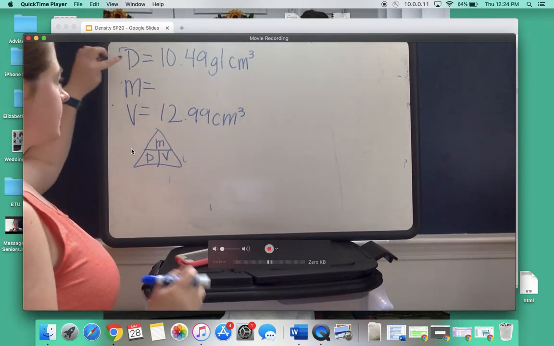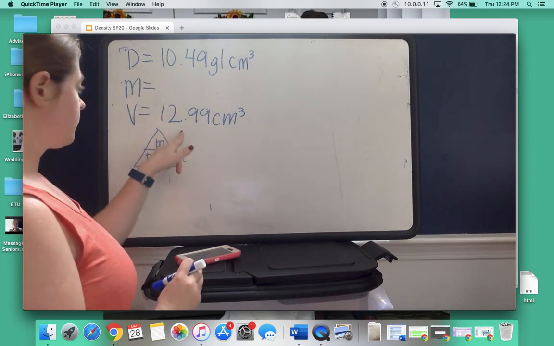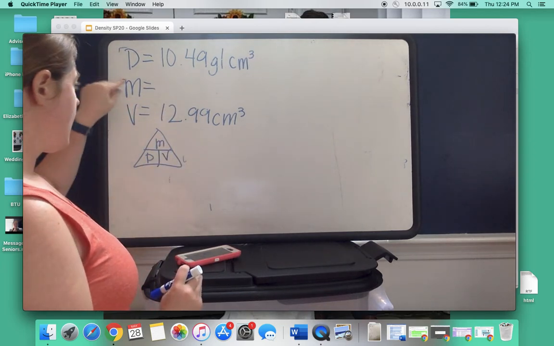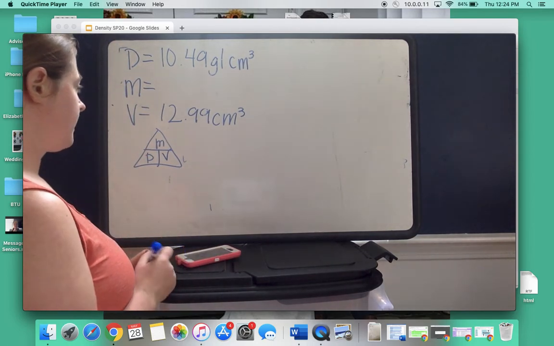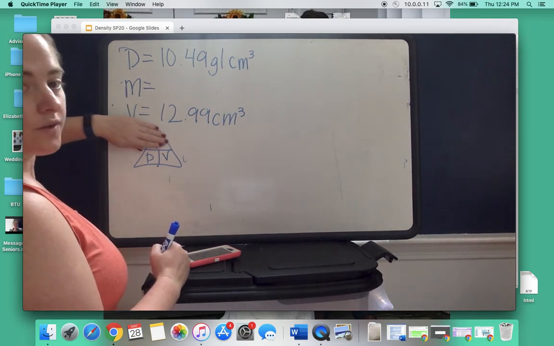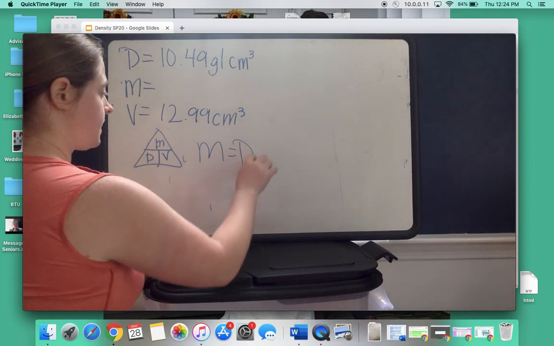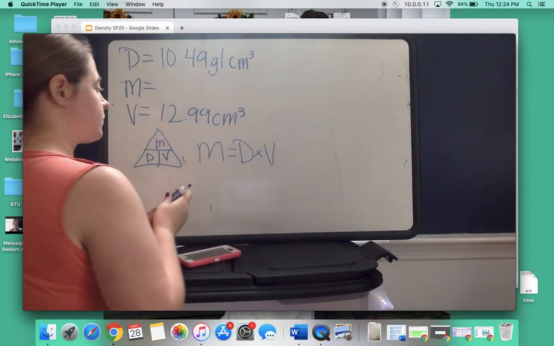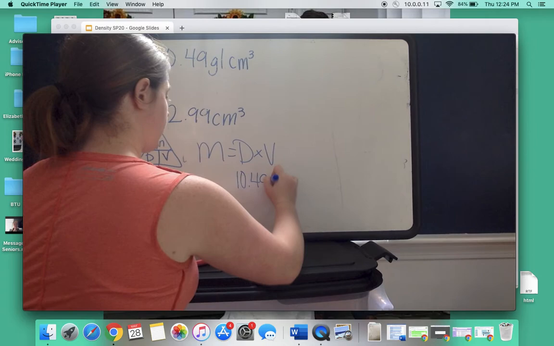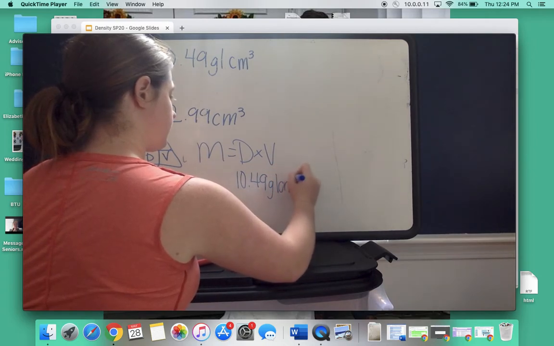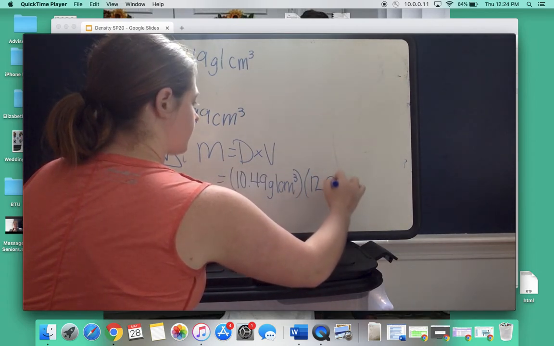Here I have the density. Density is 10.49 grams per cubic centimeter. Volume is 12.99 cubic centimeters. And mass is our unknown. I always like to write down all my variables so I can easily plug it in. I know I'm solving for mass, so I cover up the m, and I know it's d times v. So m is going to equal d times v according to our triangle. So our density is 10.49 grams per cubic centimeter. Our volume is 12.99 cubic centimeters.